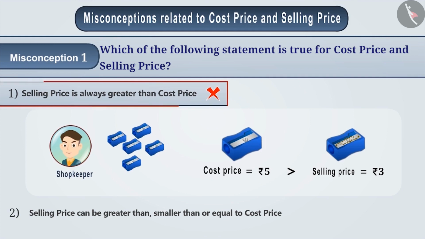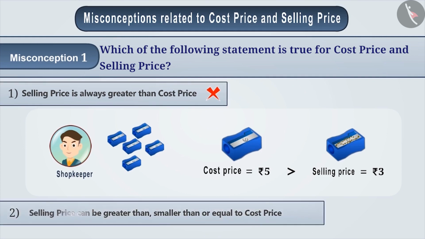Now, from all these situations, you can understand that option 1 is an incorrect answer. The correct answer is selling price can be greater than, smaller than, or equal to the cost price. Option 2 is the correct answer.